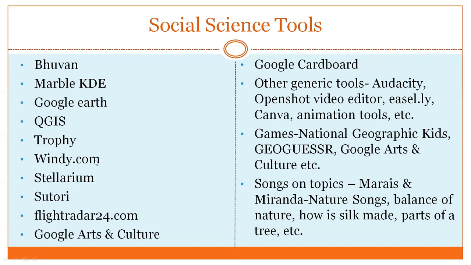Then you have windy.com. This is an online platform where you can see real-time climatic conditions, the kind of winds blowing, the direction of wind, the speed of wind, temperature differences, all these climatic features, real time, all over the world. You can watch anywhere if there is a cyclonic depression, anticyclonic depression, jet stream pattern, some hailstorm, anything, real time.